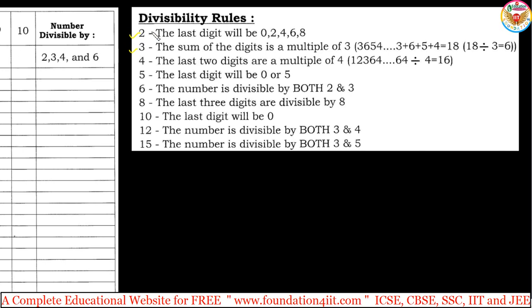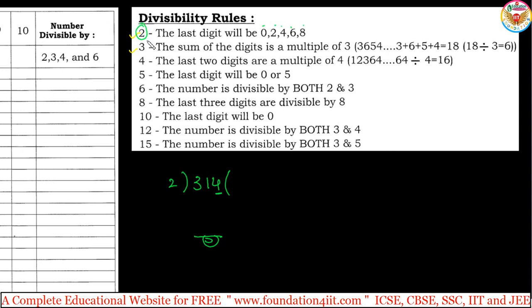Let us see the rules digit-wise, one by one. The divisibility rule for 2 is that the last digit will be 0, 2, 4, 6, 8, meaning even digits. For example, 314: the last digit in the units place is 4, so this is divisible by 2. If I divide by 2, you'll get remainder 0 exactly. That is divisibility. So the last digit must be 0, 2, 4, 6, 8 for a number to be divisible by 2.